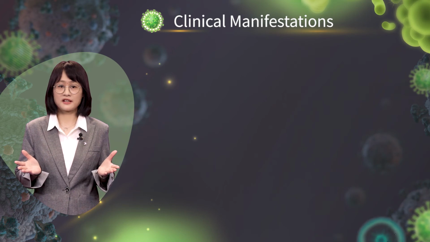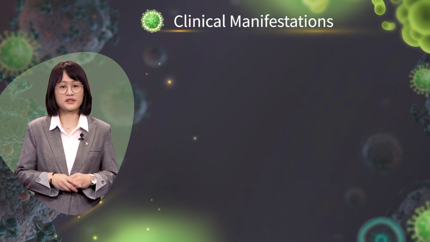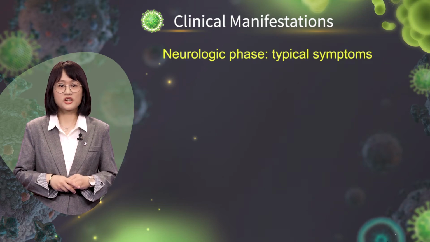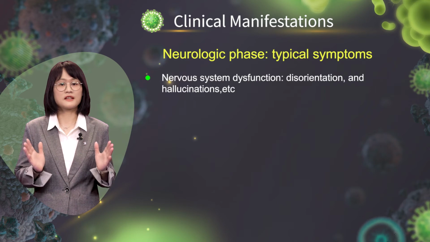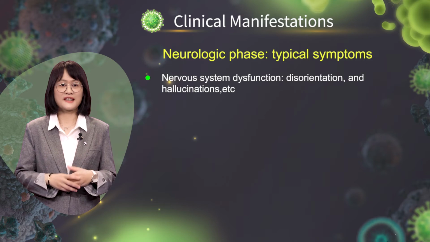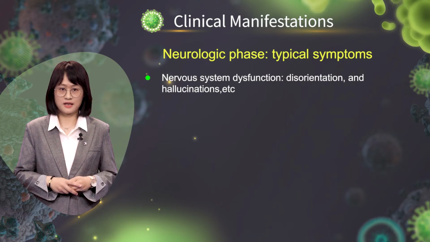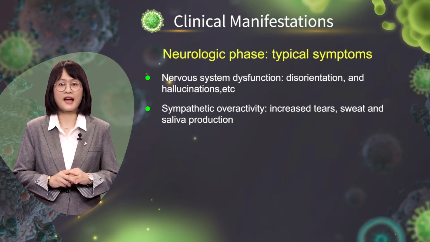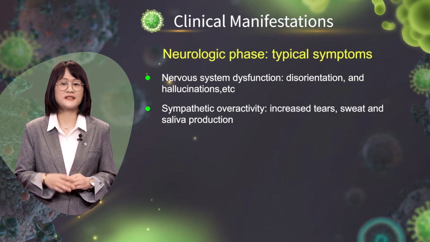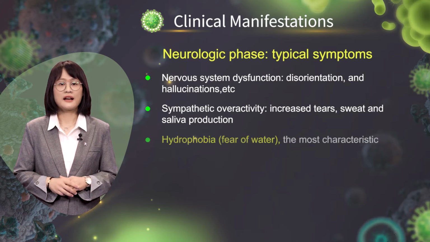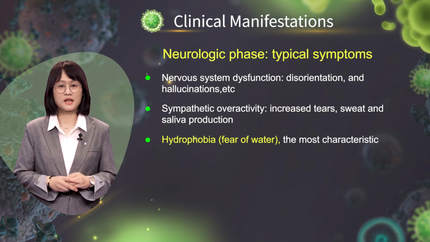What will happen next? Infection of the brain causes classic symptoms. Neurologic phase. Patients show signs of nervous system dysfunction such as anxiety, disorientation, hallucination, and bizarre behavior. Besides, general sympathetic overactivity is evident, including increased tears, sweat, and saliva production, and so on. Hydrophobia, fear of water, is the most characteristic symptom.